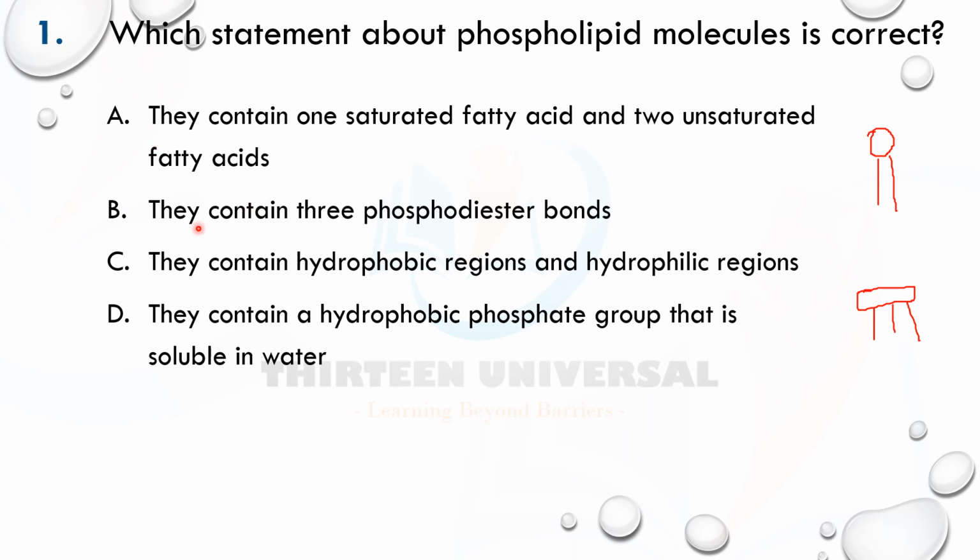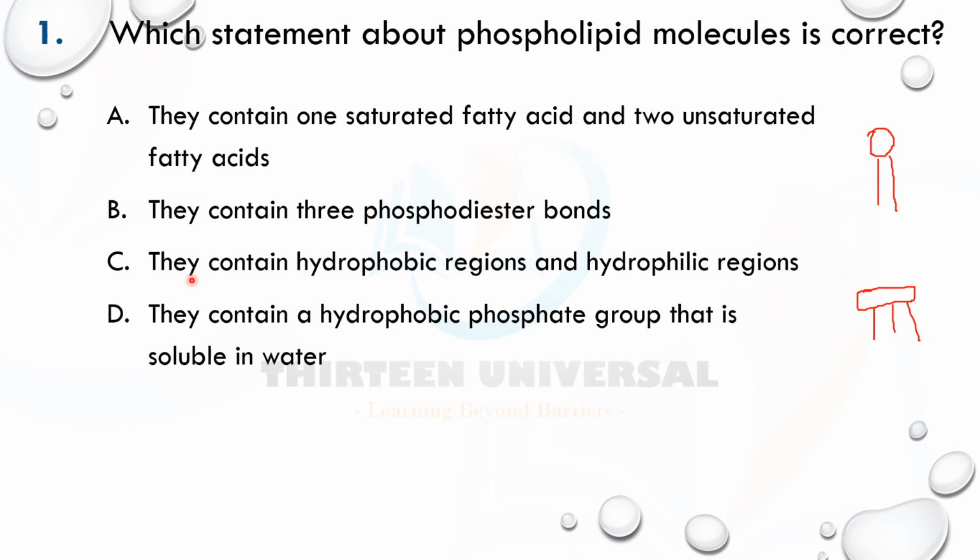B says they contain three phosphodiester bonds. No, they contain two because they have two tails. So they have two ester bonds. They don't even contain phosphodiester bonds. Phosphodiester bond is found in nucleic acid. So what this has is ester bonds. So this doesn't apply. Phosphodiester bond is found in DNA and RNA, not in phospholipid. Okay. So this is wrong because we're looking for what is correct.